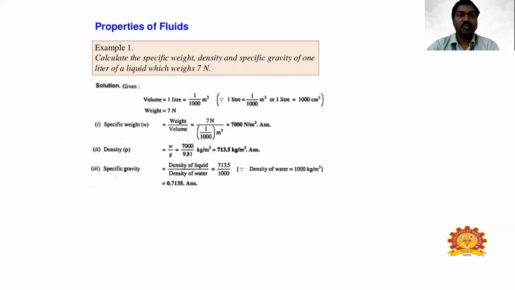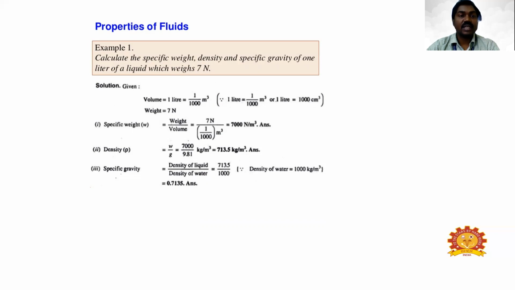We're going to find three things: the specific weight, the density and the specific gravity. First, the specific weight. Specific weight equals weight by volume. The weight value is 7 Newton divided by the volume, which we know is 1 by 1000 meter cube. When we calculate this, we get a value of 7000 Newton per meter cube.